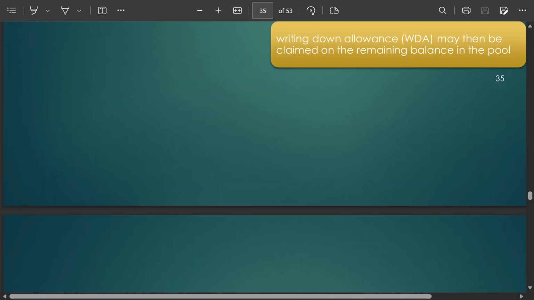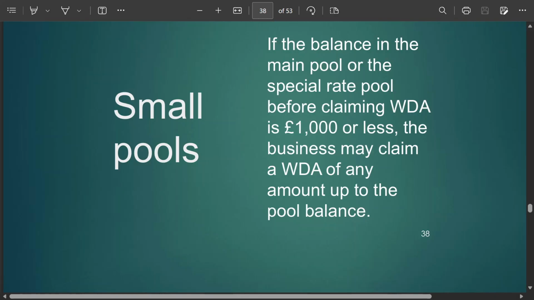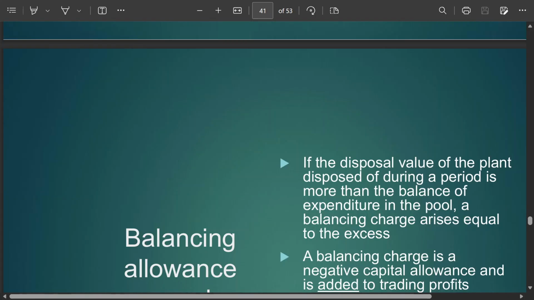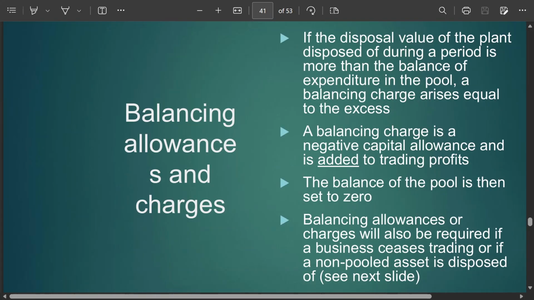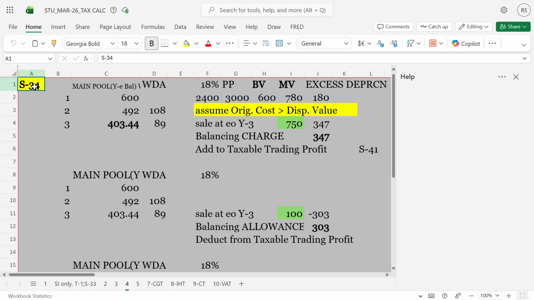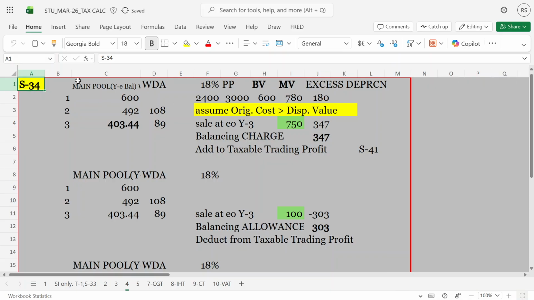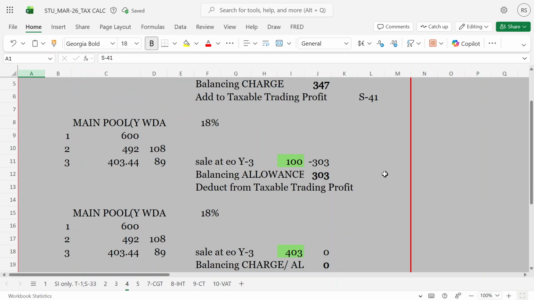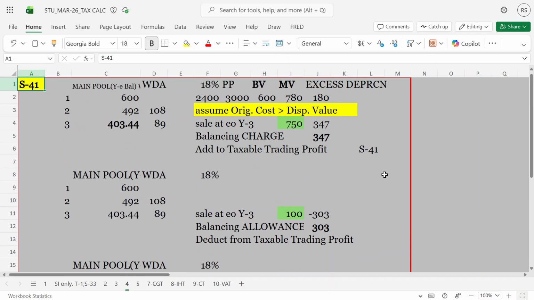Main pool and special pool is slightly later. Small pools and annual investment first year balancing allowance. It's actually slide 41 now. So I've written it as slide 41. We can write this also as slide 41 maybe. Slide 34 will confuse them basically. So if we write this as F2, then this we can write as slide 41. So let's look at one case of balancing allowance. Let's look at this.